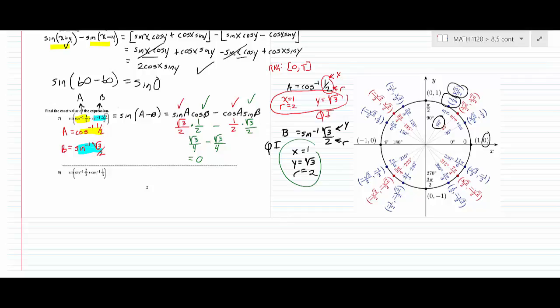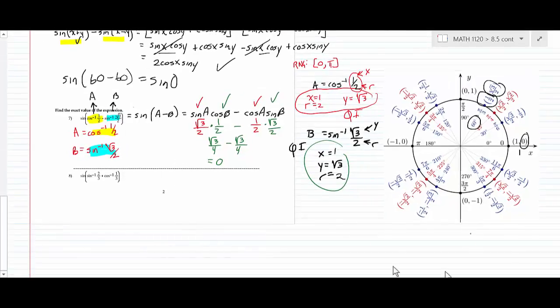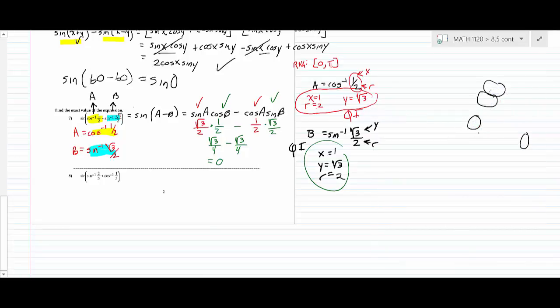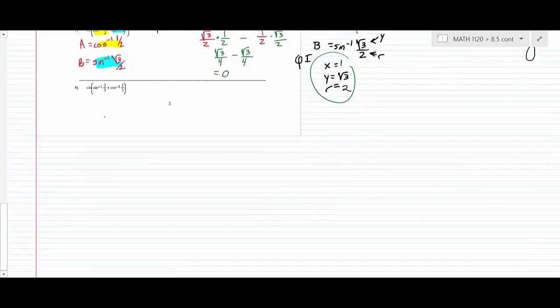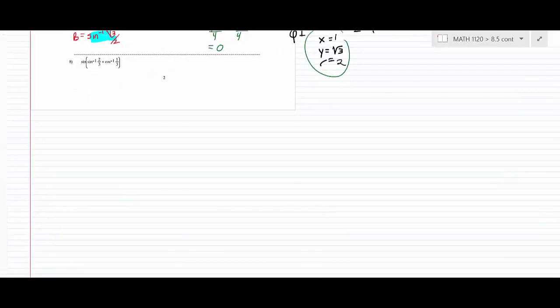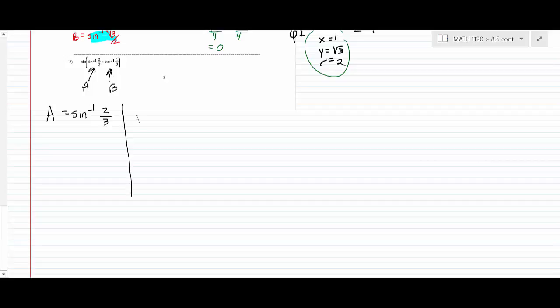Okay, I'm going to do one more, kind of finish this up. And in this one, the unit circle doesn't do us a bit of good. The approach on this is going to be exactly the same. So I'm going to let that be A, and I'm going to let that be B. So what you want to do is write down that A is equal to inverse sine of 2/3. Then we want to write down that B is inverse cosine of 1/3.